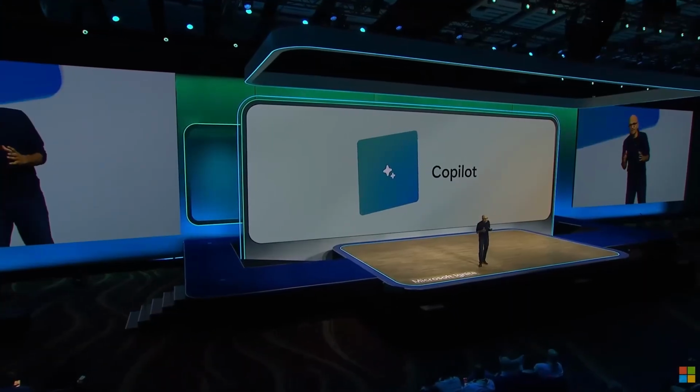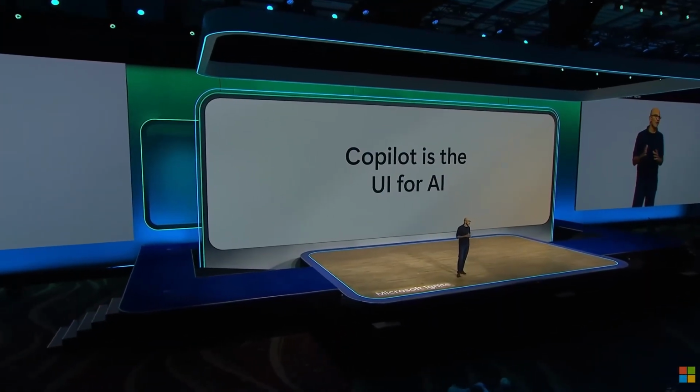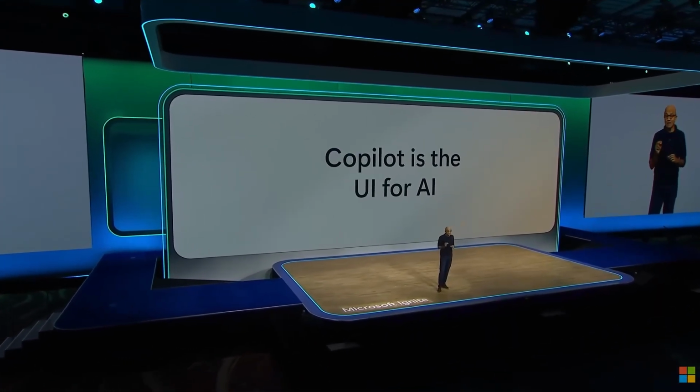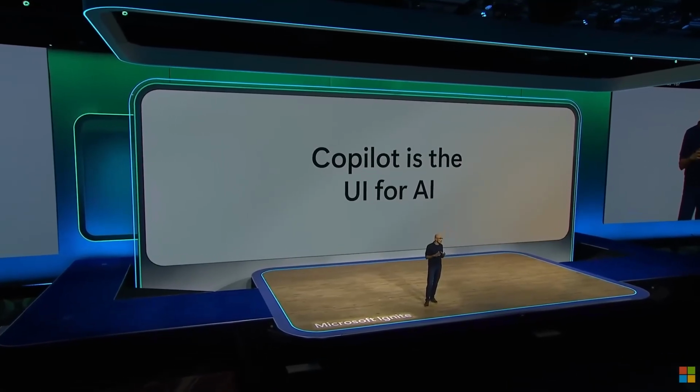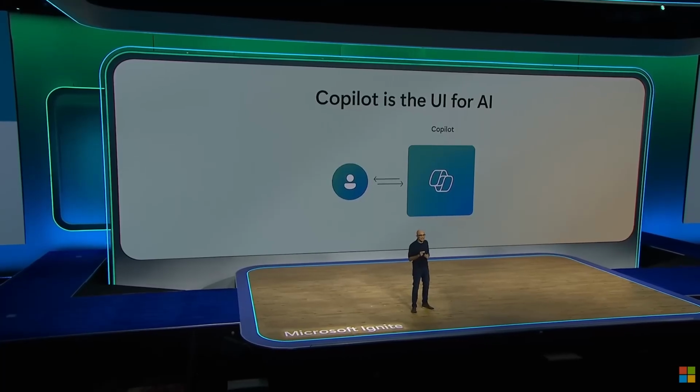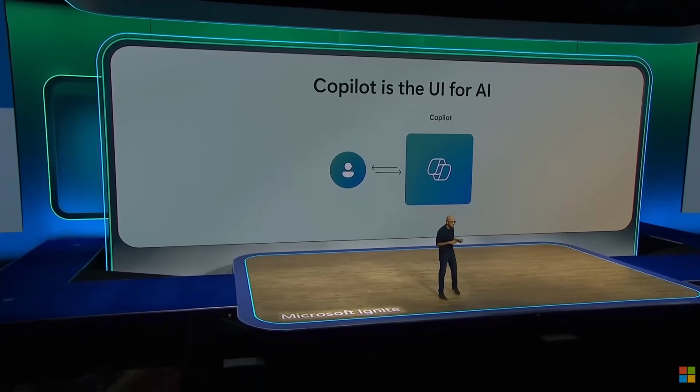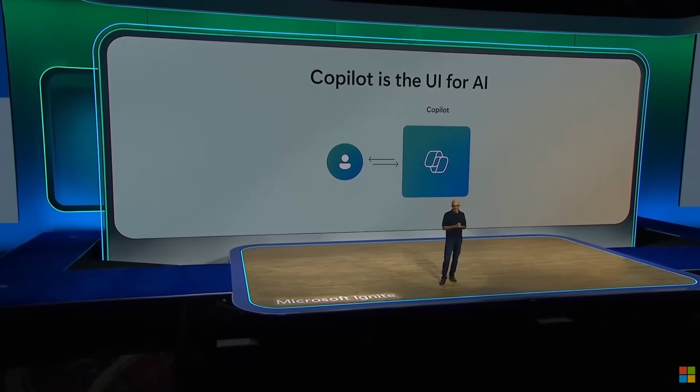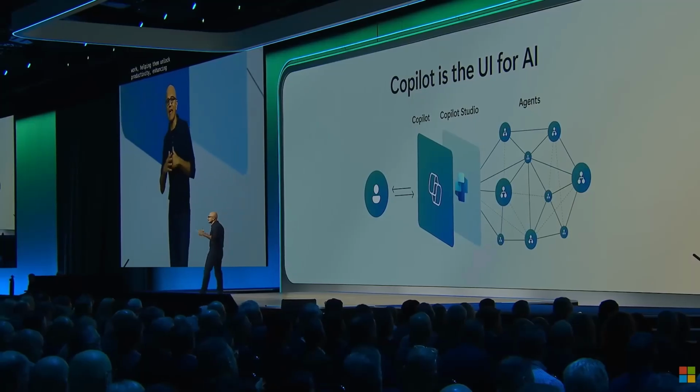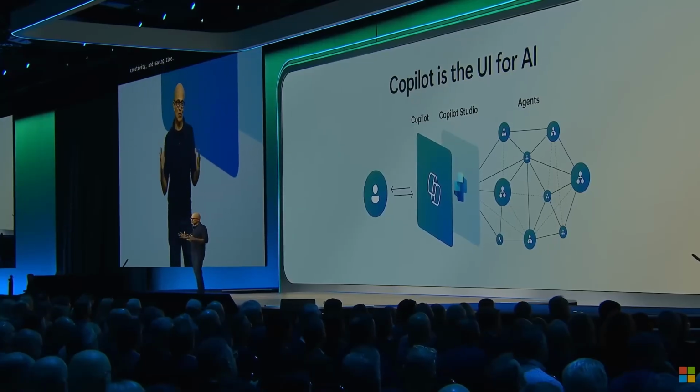Now, we've previously heard Satya Nadella calling out Copilot as the UI for AI. You know, Copilot is the UI for AI. It's rapidly becoming an organizing layer for work and how work gets done. Every employee will have a Copilot that knows them, their work, helping them unlock productivity, enhancing creativity, and saving time. And Copilot Studio will allow you to create agents that automate business processes.